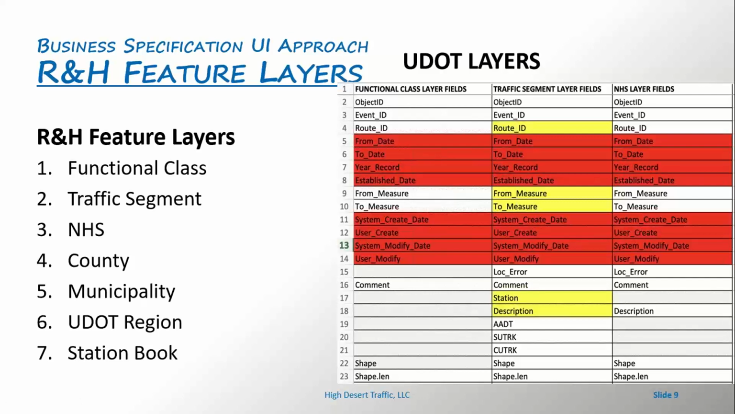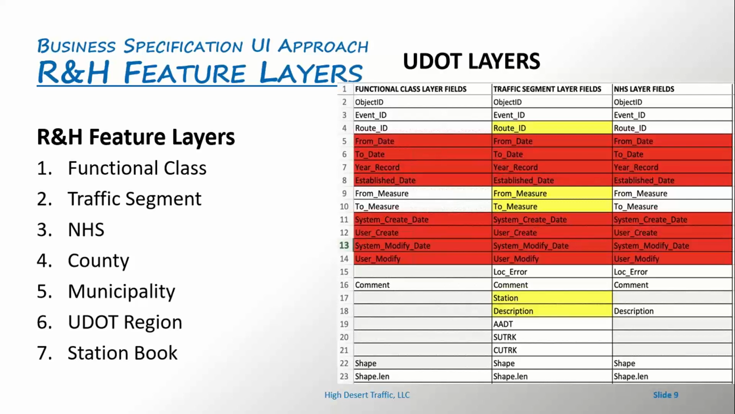Some are predefined by roads and highways, like event ID, route ID, from measure to measure, and then you can add on additional ones that are business defined. Yeah, from date to date, some of those system capture dates, those are all predefined. They're part of a standard installation.